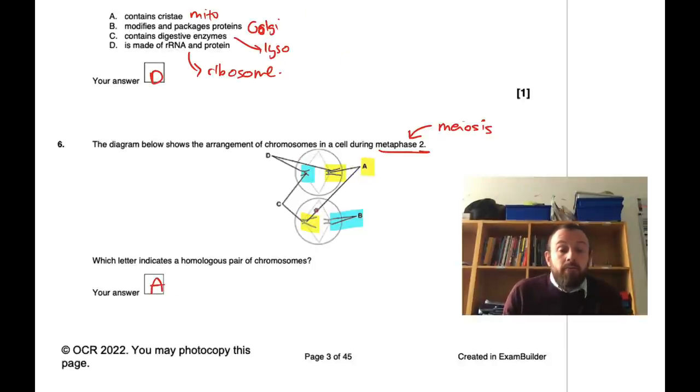So they are actually in two separate cells, because by meiosis two, we've already divided once. So they are actually in two separate cells, because we have two divisions. That may have thrown you.